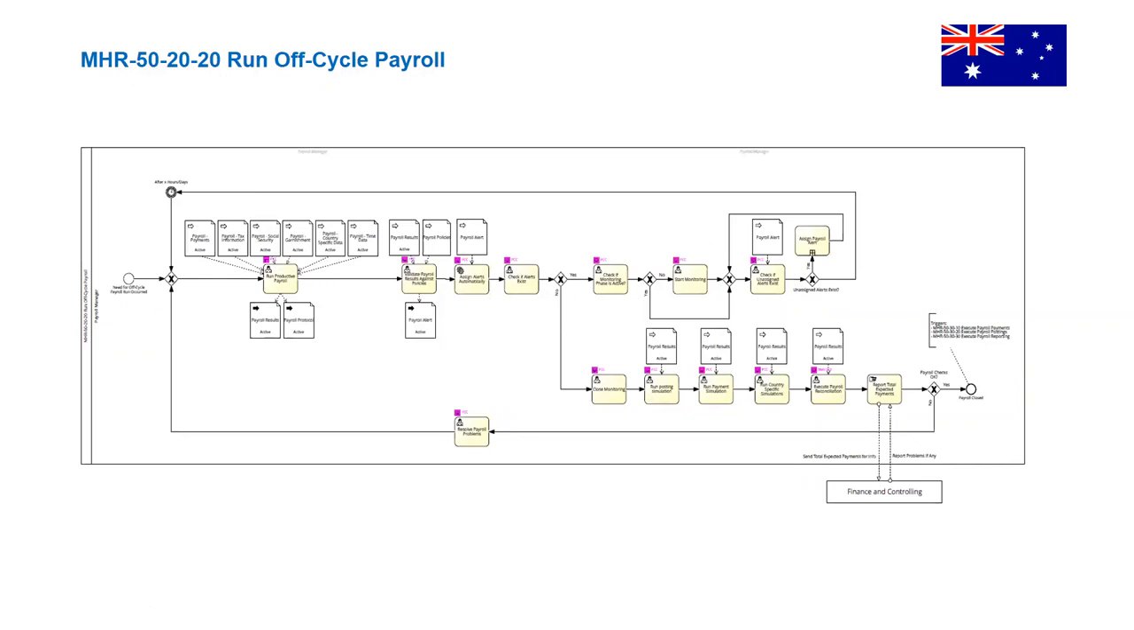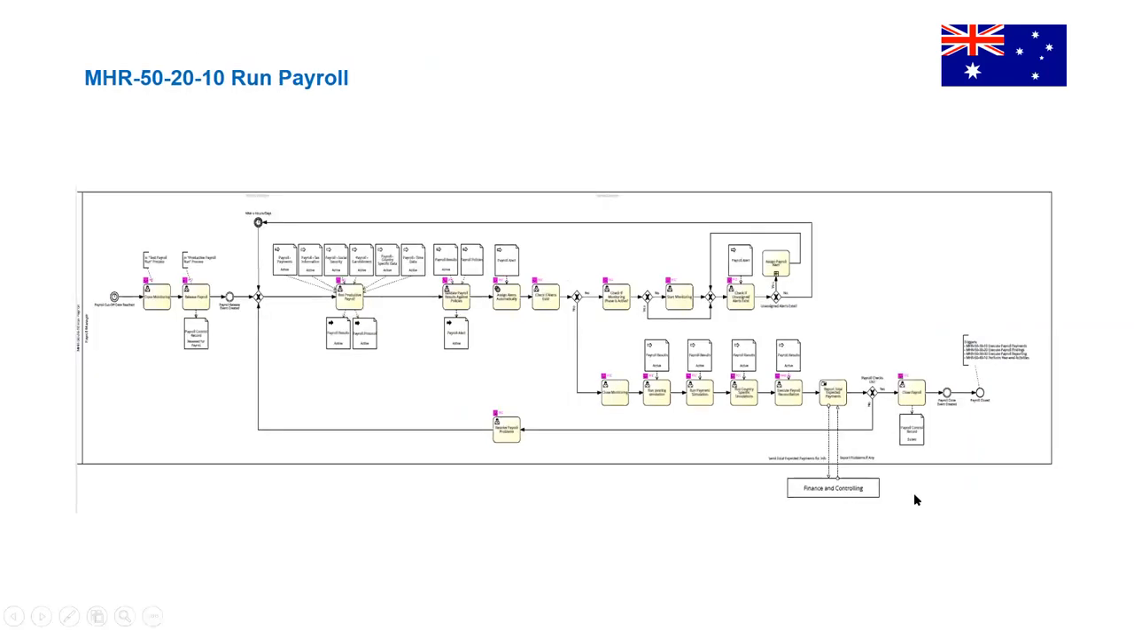Similarly, for run off-cycle payroll, the only difference is the period. You don't have to wait until month end, rather it runs as and when required. In these two slides, you can see there is an integration with the FICO module once your run payroll is done. What they have mentioned as finance and controlling is nothing but your FICO.